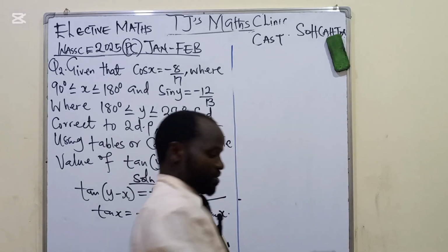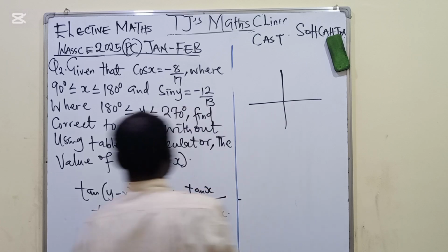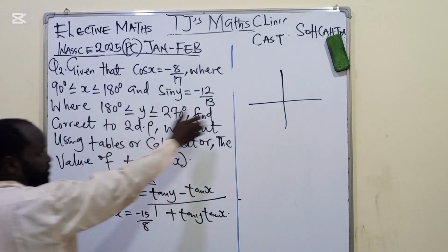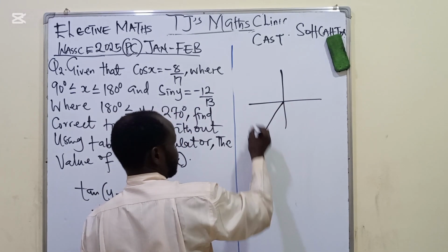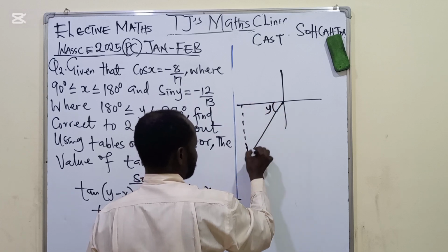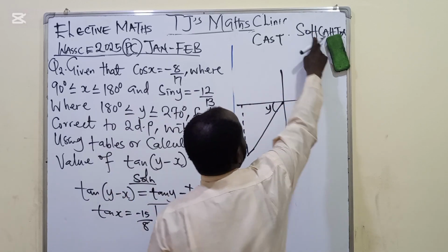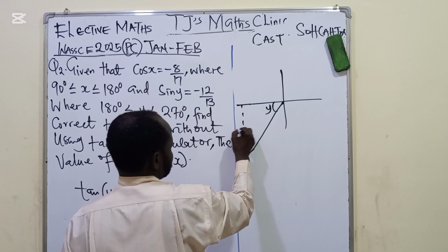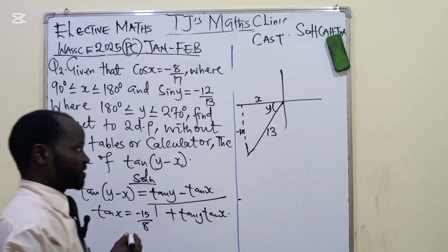The same concept, we have to draw our quadrant like this. Let's look at the range. The range is between 180 degrees and 270 degrees inclusive, meaning it will fall in the third quadrant. So we draw our angle like this. This will now be y. Then we have the angle this way. Very important. And sine is nothing but opposite over hypotenuse. Opposite, so we'll have minus 12 here. Then we have 13, meaning we have to find this adjacent side here.